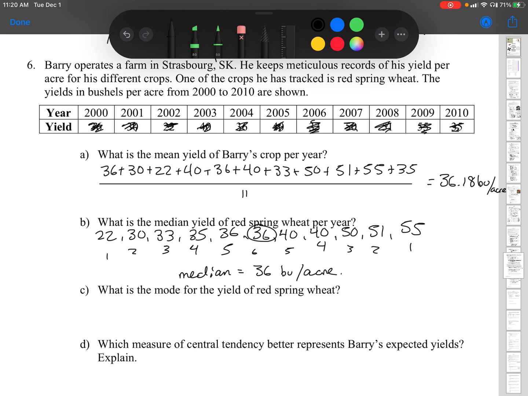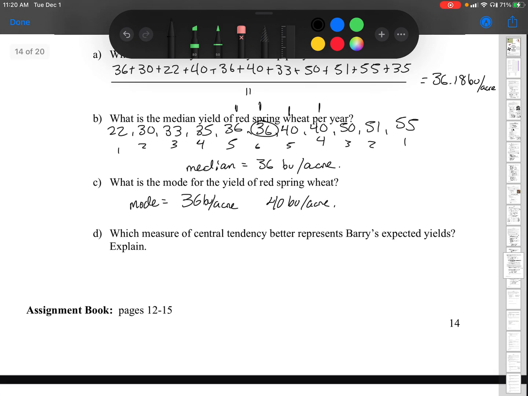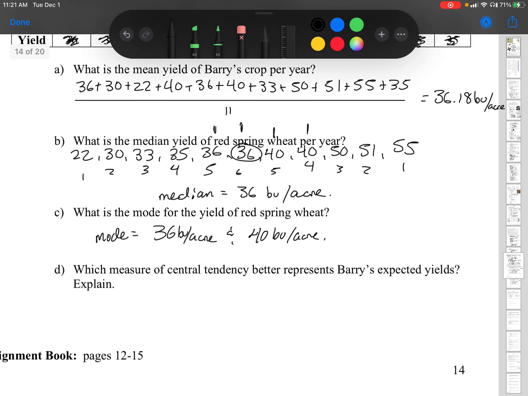And the mode, from this you can see that there's 2 40s and there's 2 36s there. So the mode is 36 bushels per acre and 40 bushels per acre, like so. Two modes, because there's 2 most popular ones. Now, which one better represents Barry's expected yields? I would again say median, as there's only one middle number.